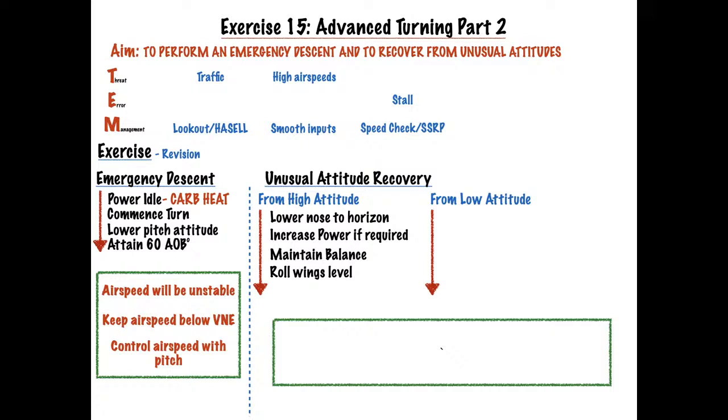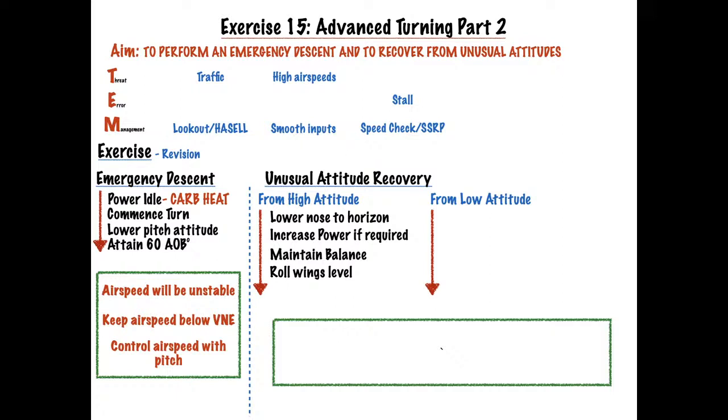So the main thing is the first point that you do first. Lower the nose to the horizon, ensure you're not stalled, and then roll the wings level. That's all these other two steps are doing. You're not stalled, roll the wings level. Keep balance the whole time.